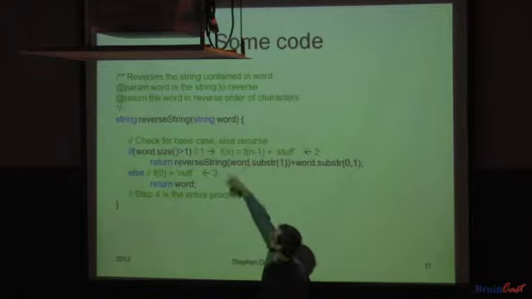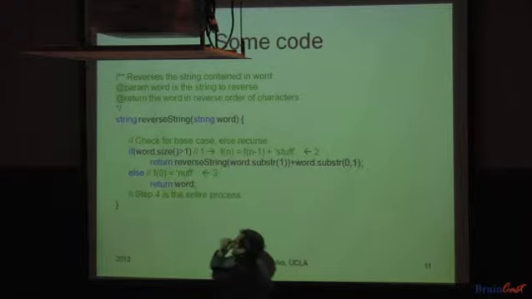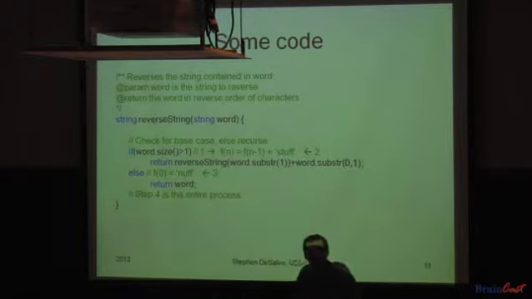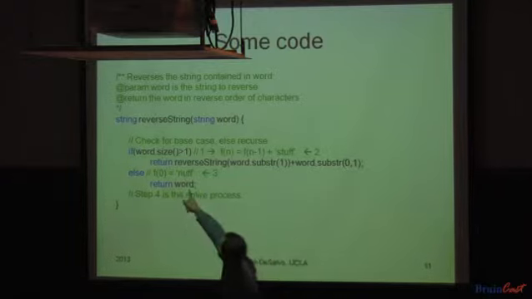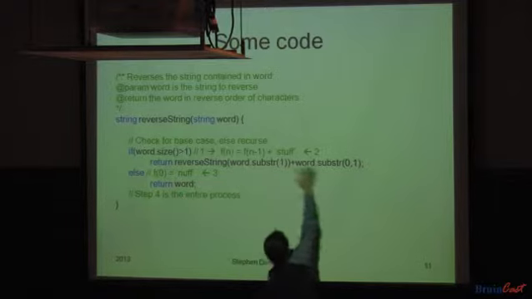So you're going to keep calling reverse string over and over again until you get to the condition, which is word.size is equal to 1, in which case you'll just return the word. So this will return the word. It'll write append here.